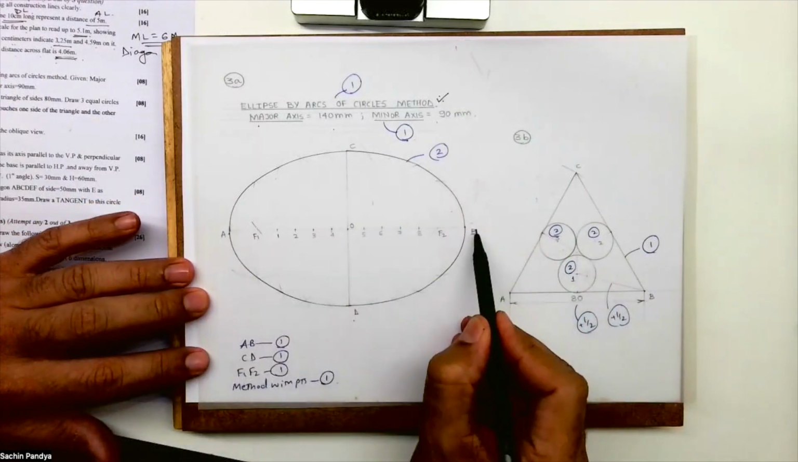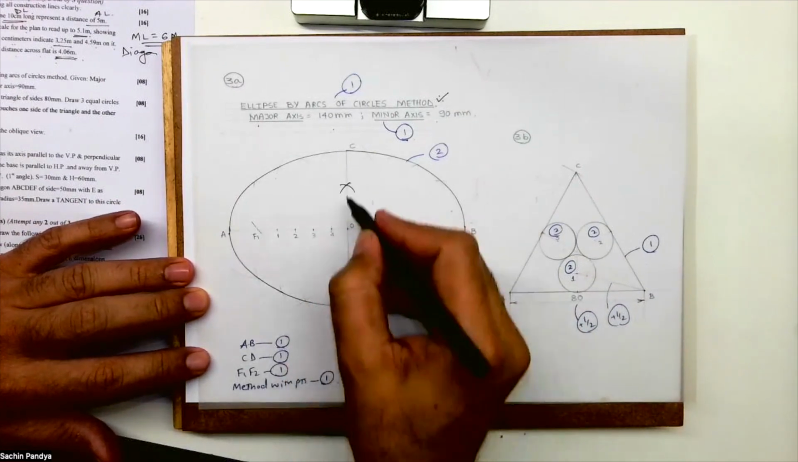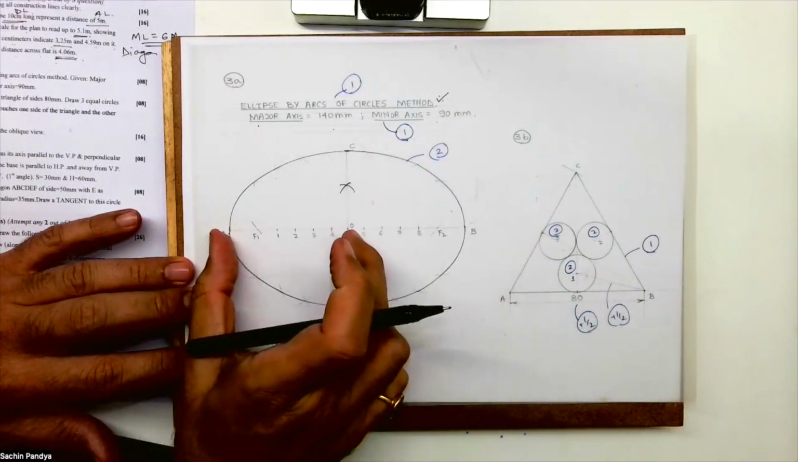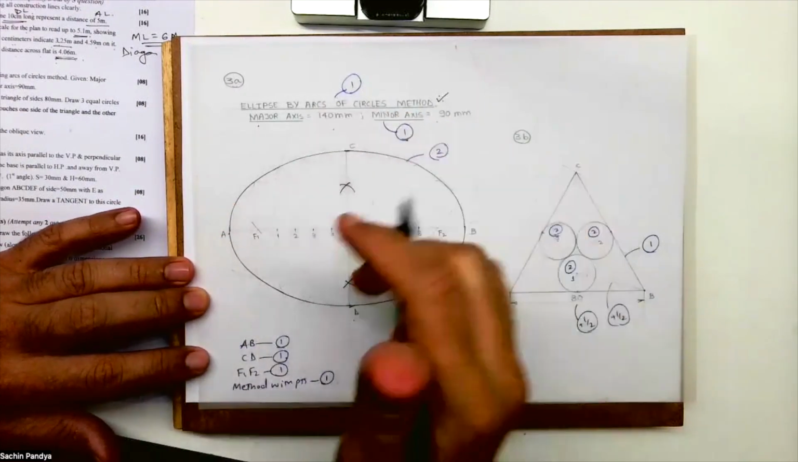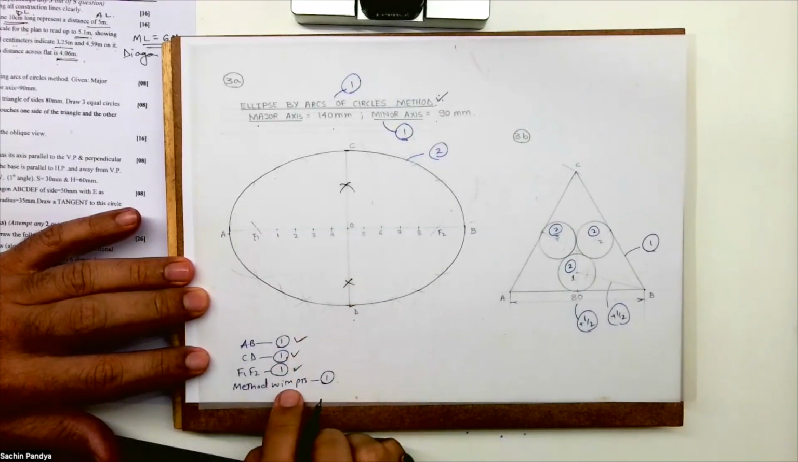You draw line AB. That is for 1 mark. You bisect and you mark CD. That is for 1 mark. Then you take A to O and from C you cut F1, F2. That is for 1 mark. So this is how you will get marks.